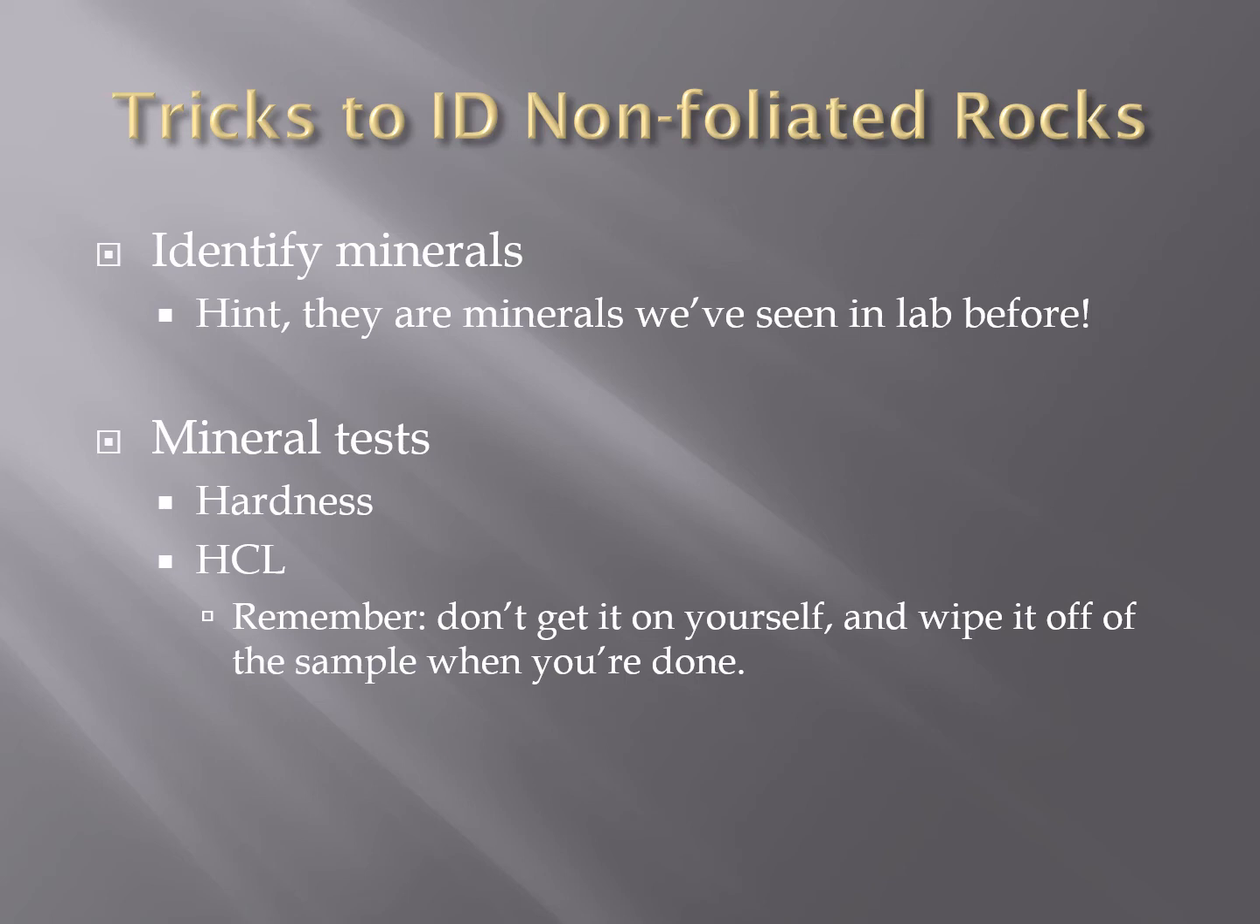So we have some general tricks to identifying non-foliated rocks. One of the first tricks would be to identify some of the minerals that are in it. For example, if we're able to identify garnet in the garnet schist, then we can safely assume that we're looking at garnet schist. Or if we can see some micas in our rock material, then what we are looking at could potentially be a gneiss. Or if we identify quartz in the quartzite, then we know what we're looking at would be a quartzite.